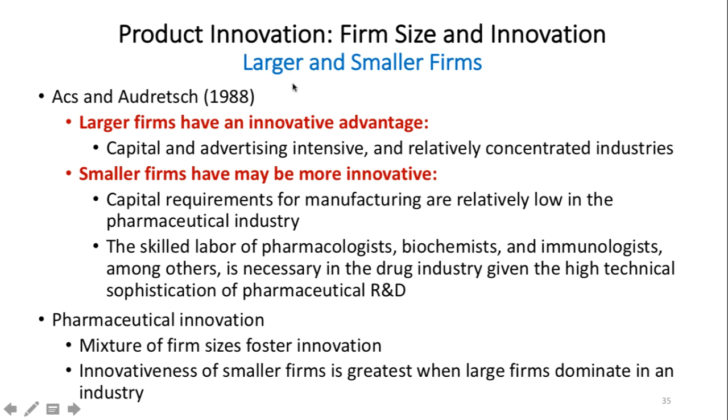Looking at the different empirical studies of larger and smaller firms, we can see that larger firms have an innovative advantage in capital and advertising intensive and relatively concentrated industries. But smaller firms may be more innovative where the capital requirements for manufacturing are relatively low, as in the pharmaceutical industry. So specifically in the pharmaceutical industry, they don't need high capital. And they may actually enjoy smaller bureaucratic problems.